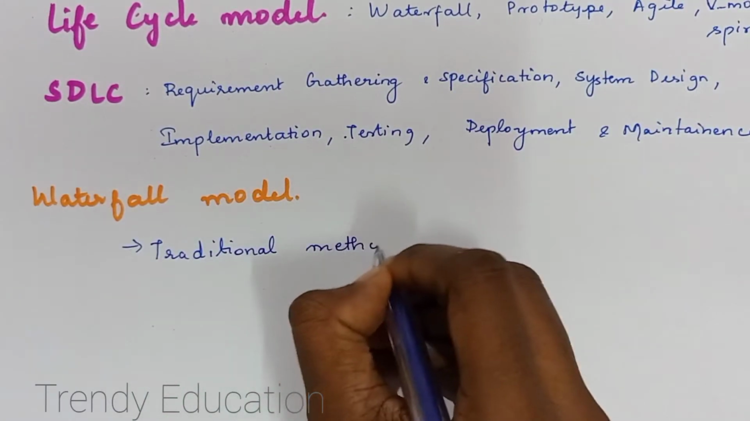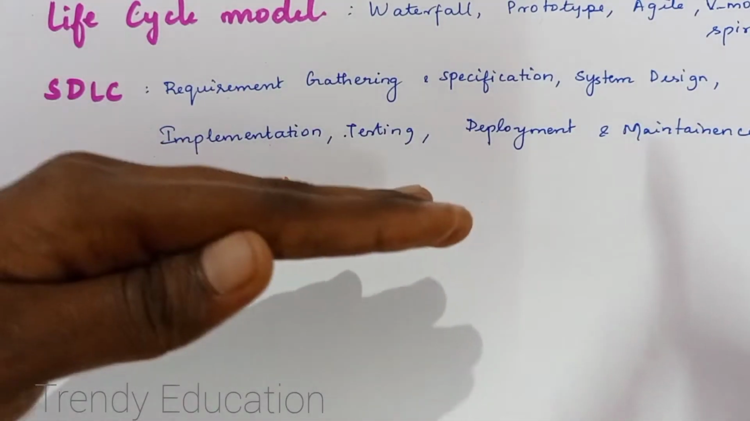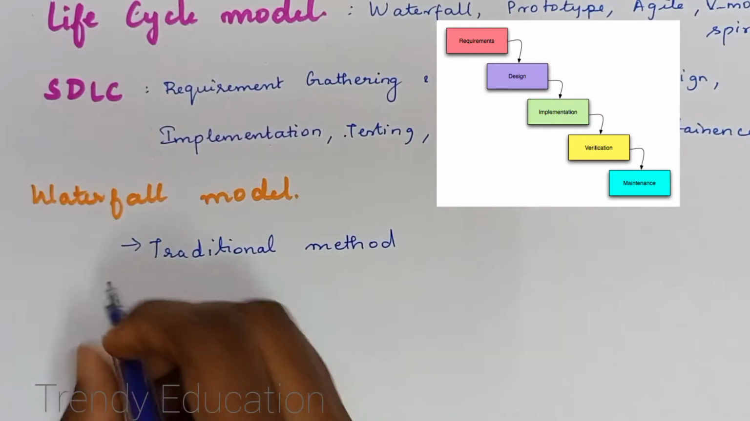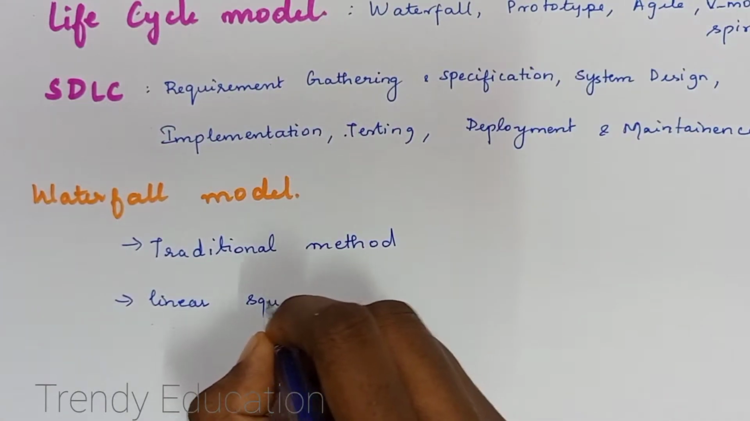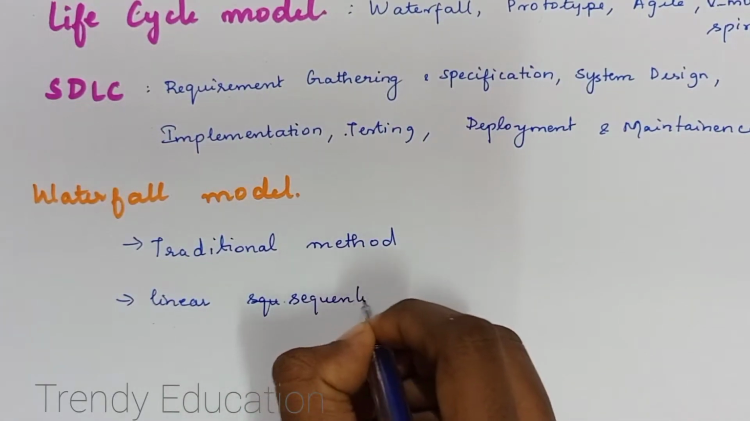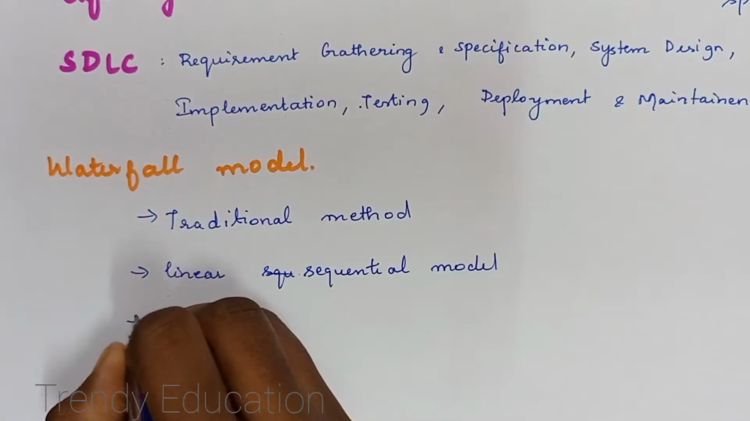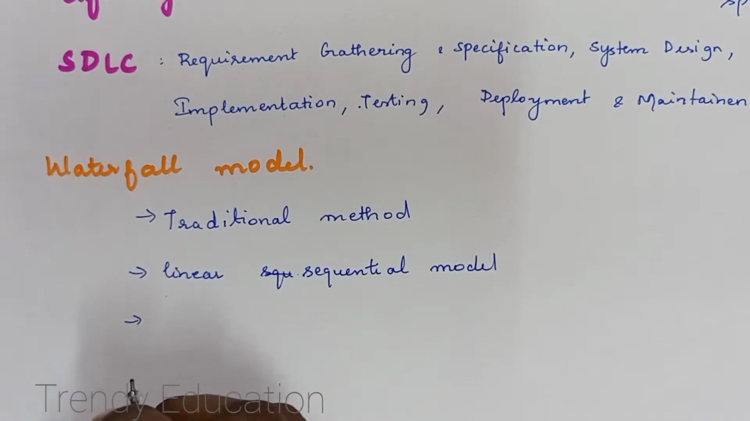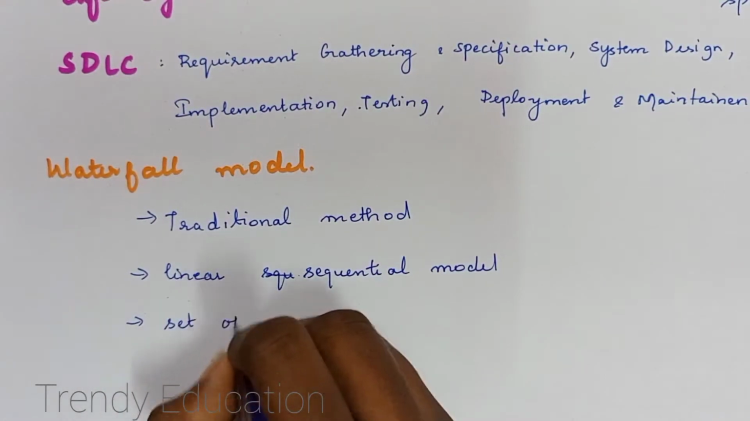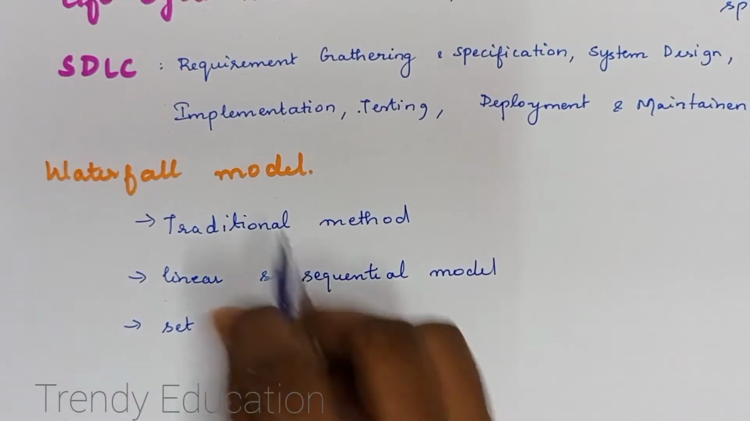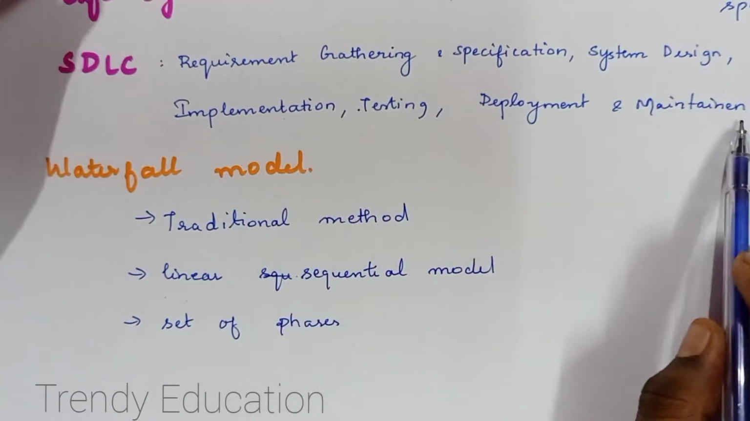Here the phases, like requirement gathering and the rest, move straight forward, in a linear way. That's why we also call it the linear sequential model. The main characteristic of the waterfall model is that it includes a set of phases. Requirement gathering is the first phase, followed by the other consequent phases.